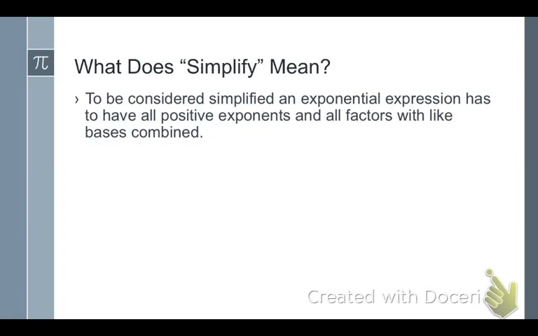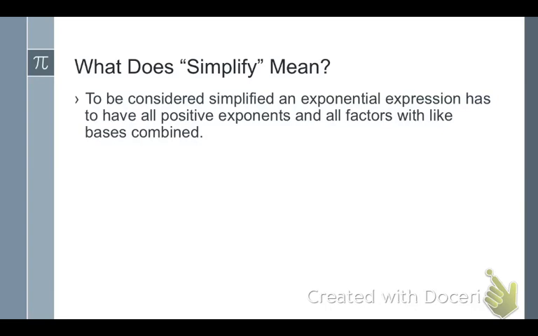So you're going to be told to simplify in your instructions, and that can be a frightening word in mathematics because you never really feel like you're sure when you're done. So let me clarify this. To be considered simplified, an exponential expression has to have all positive exponents and all factors with like bases combined.